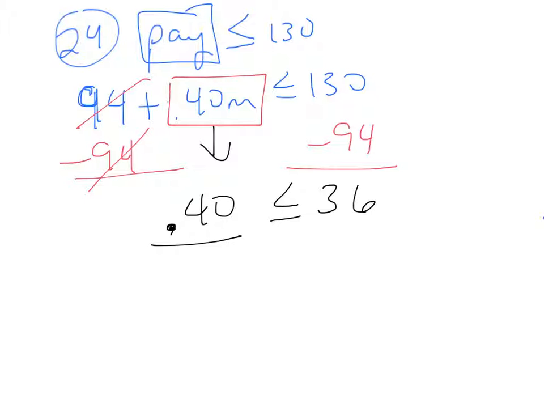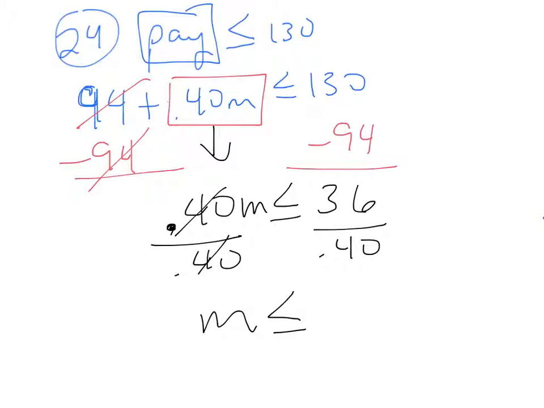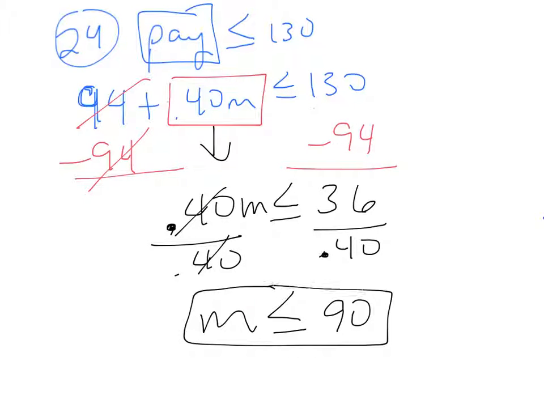Now, when I divide, so bring down the m, sorry about that. When I divide by 0.40, I get m is less than or equal to, now remember it's 0.40 divided into 36. So that's going to be 90. So that means he can drive less than or equal to 90 miles. Okay, so how far can he drive the rental car? He can't go over 90 miles. He can go up to 90 miles, but it has to be less than or equal to 90 miles.